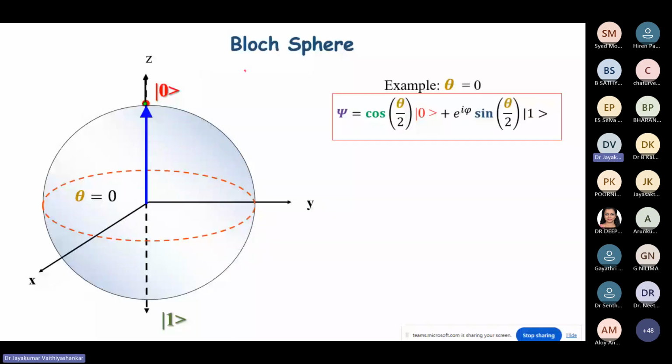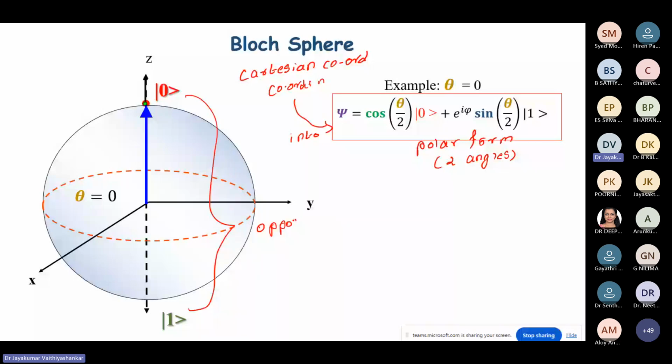What we can do is convert Cartesian coordinates into polar form. What is the polar form? It represents two angles, or you can say angular form. Consider state 0 and state 1, which are opposite to each other. So how do we represent two opposite entities in polar form? With the help of cos and sine. These two are opposite to each other.